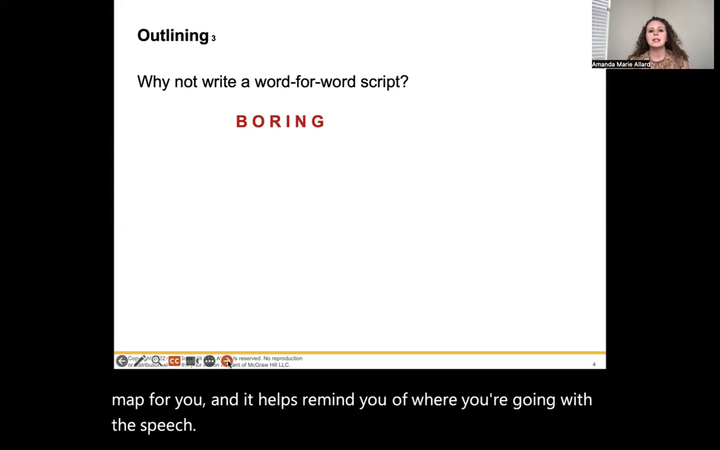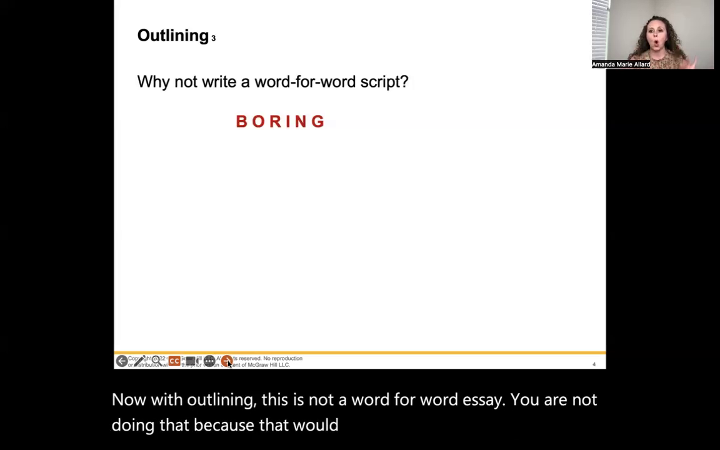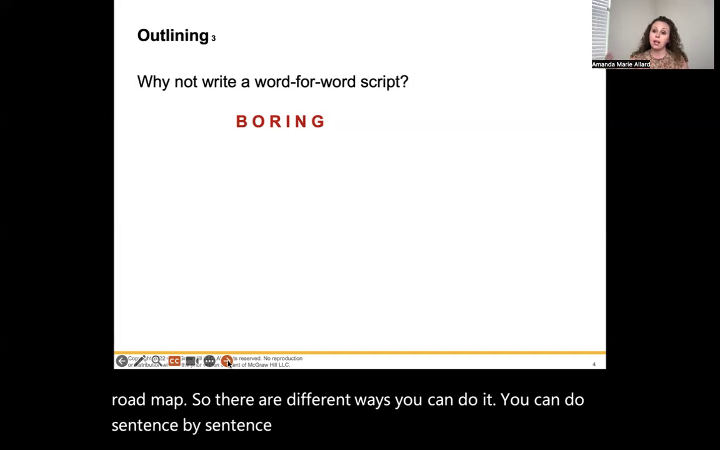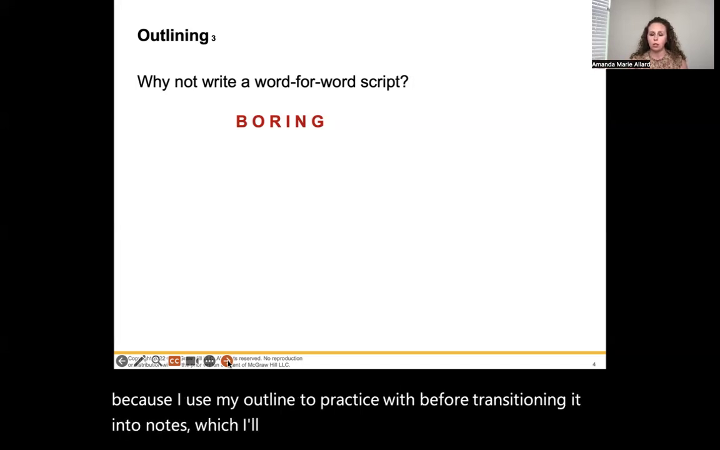Now, with outlining, this is not a word for word essay. You are not doing that because that would be boring. Essentially, an outline is a roadmap. So there are different ways you can do it. You can do sentence by sentence. I personally like to do sentence by sentence because I use my outline to practice with before transitioning it into notes, which I'll discuss here a little bit more in a minute.